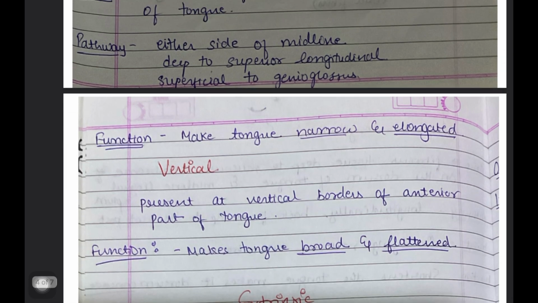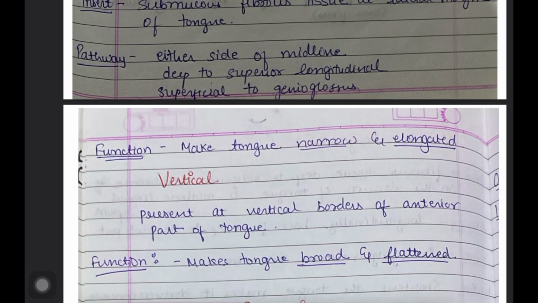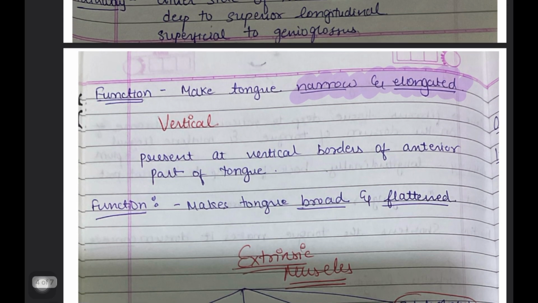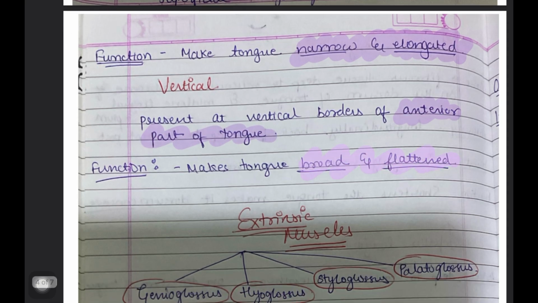Okay, what is the function? It makes the tongue narrow and elongated. This is a very important point to remember, that the transverse muscle makes the tongue narrow and elongated. Okay, now we'll come to the vertical muscle, the last of the intrinsic muscles. It is present at the vertical borders of the anterior part of the tongue. It is present only at the anterior part of the tongue and makes the tongue broad and flattened.